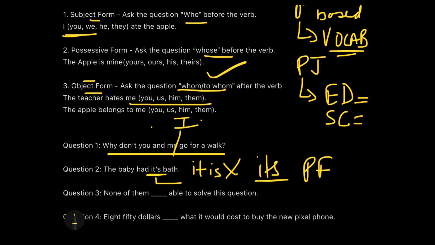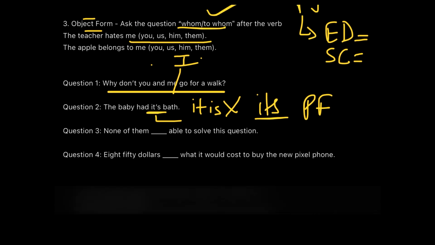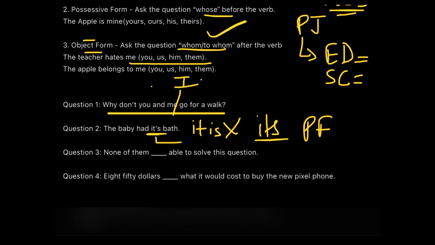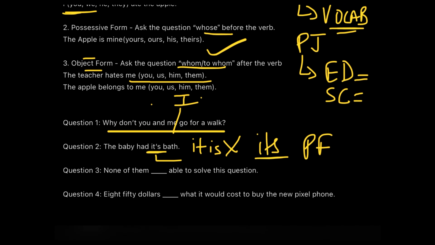Now, question number 3 is related to subject verb agreement. If you guys remember anything about the subject verb agreement topic which we did right now, then you would be able to answer this. None of them dash able to solve this question. You can tell me whether the blank will be filled up by was or were. None of them was able to or were able to.